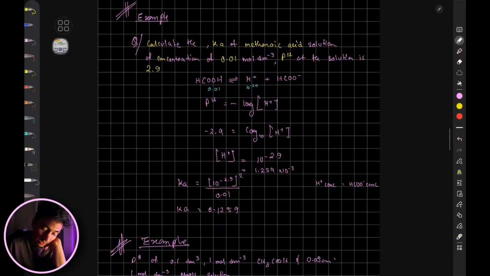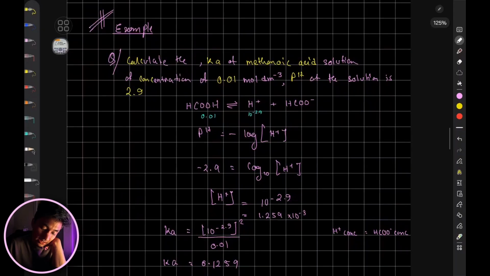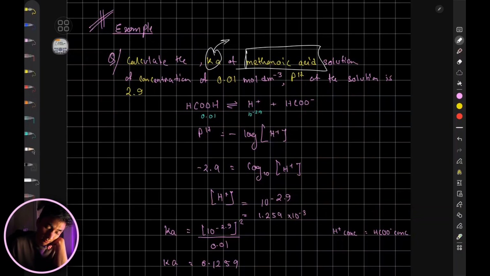Another example, let's take, my friend. Calculate the Ka of methanoic acid solution of concentration 0.01 mole per dm cube. So the dissociation constant we are going to find out of methanoic acid. Again, weak acid, we find the dissociation constant of the acid. It has 0.01 mole per dm cube and the pH of the solution is 2.19.